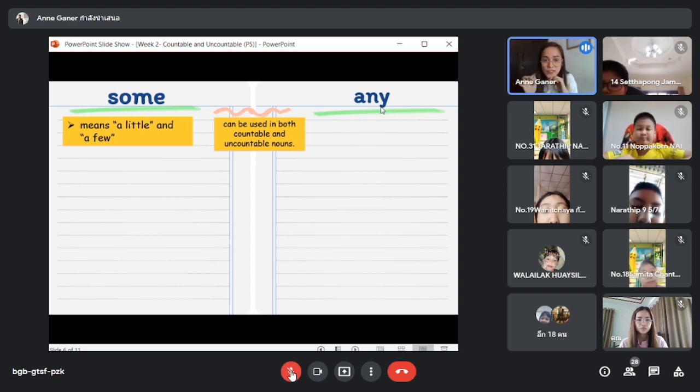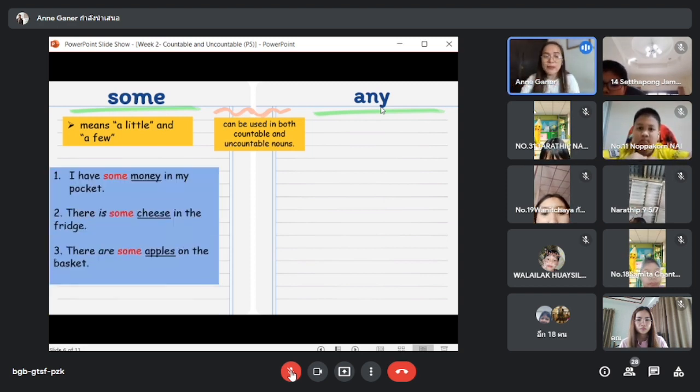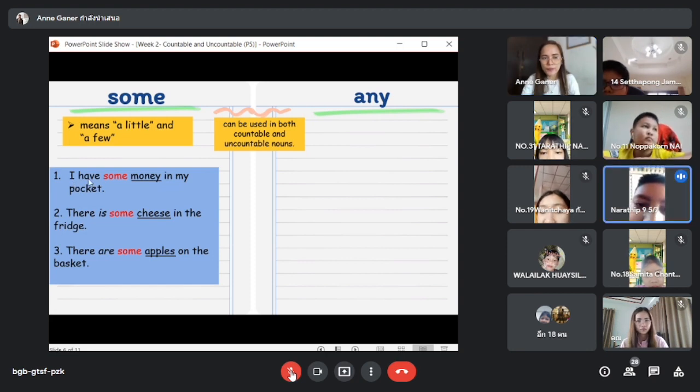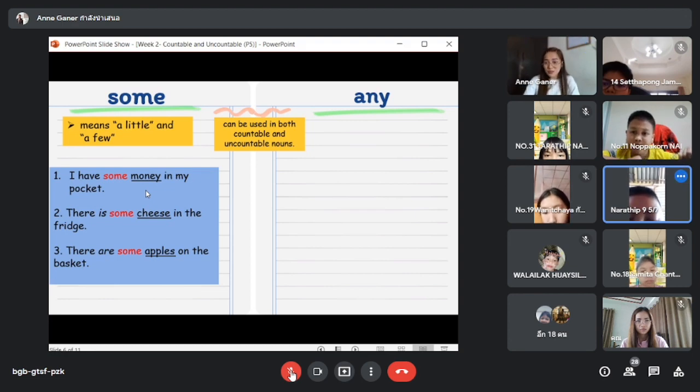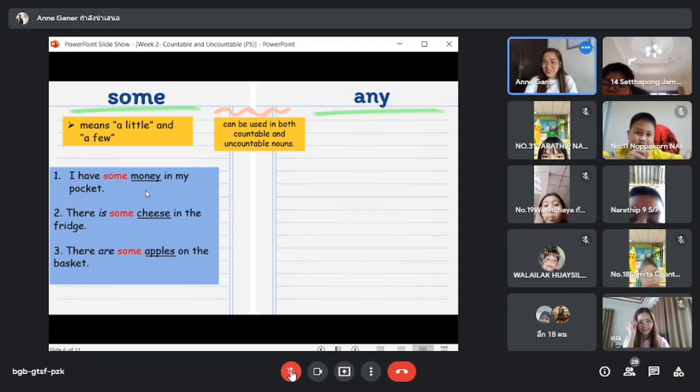Okay? For some. Now, for example, this one, who wants to read the sentence, please? Narrative, can you read the sentence? I have so many money in my pocket. Okay, what is the noun here? Money, countable or uncountable? Uncountable. Money is uncountable because you cannot say monies.